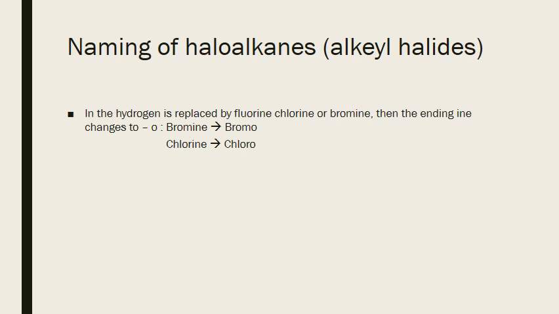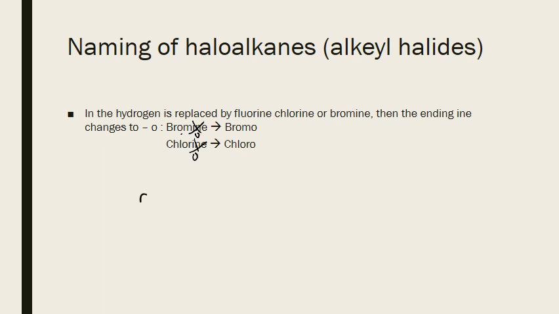Naming of haloalkanes. If the hydrogen is replaced by fluorine, chlorine or bromine, then the ending changes. For bromine, it will change to bromo, or chlorine changes to chloro. So we take out the INE, we replace it by O.